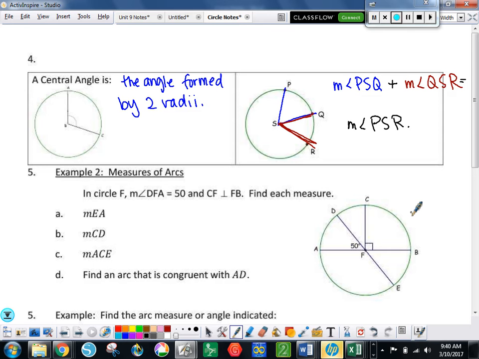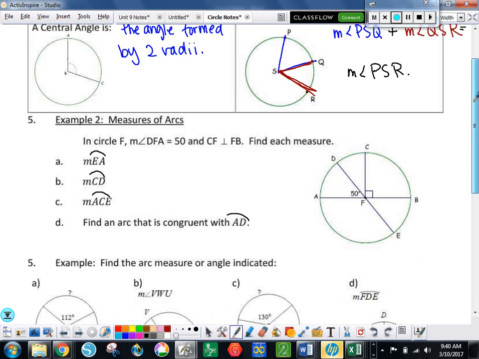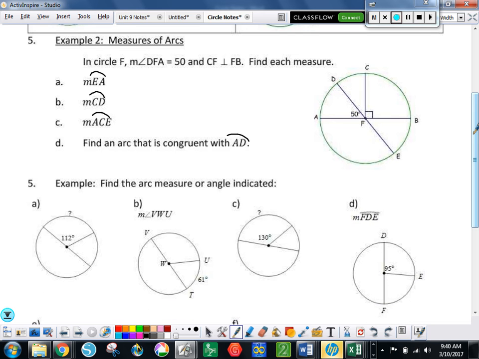So you have a bunch of potential angles. It is possible to add or subtract them. So let's practice that. You have these arcs, right? Okay, in circle S, measure angle DSA. DSA is 50 degrees.